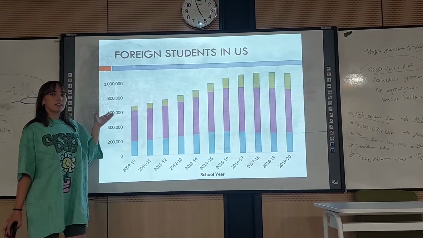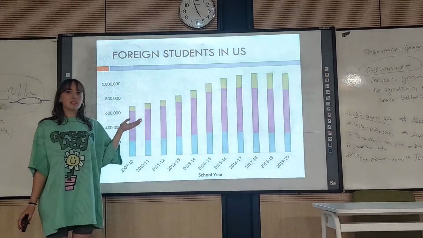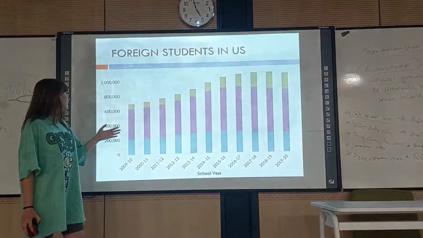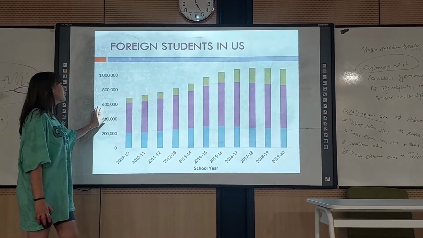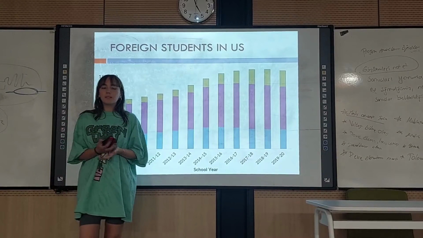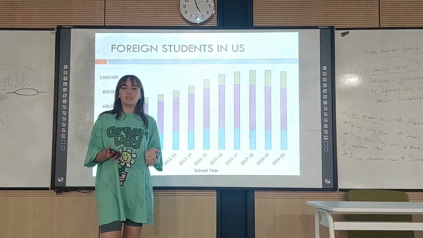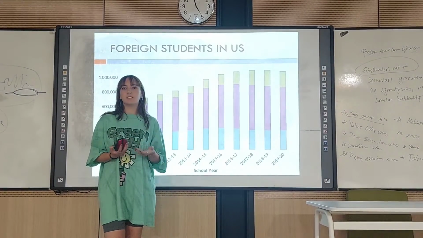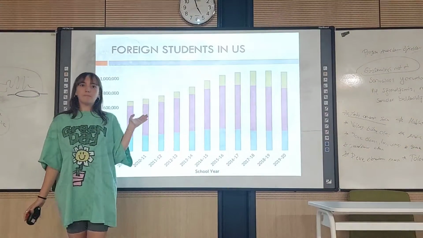When you look at the graphics, you can see the number of foreign students in the US is increasing over the years, from 600,000 to 1 million. So this is the graphics. But before you decide to study abroad, you should think about its advantages and disadvantages well. We will look at them together.